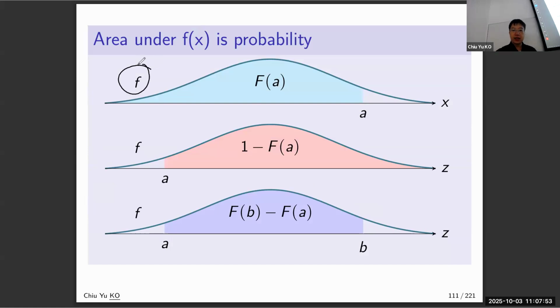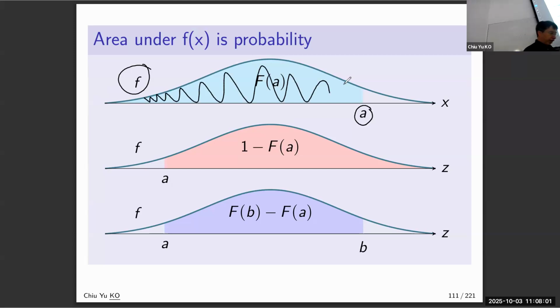Okay. And look at the number A here. You calculate the area. The area under this curve f will be the probability. So this blue area will be equal to F of A, because F of A is the probability that the random variable is equal to or less than that number. Right? F of A is the probability that it is equal to or less than A.